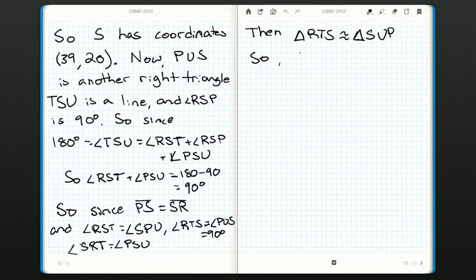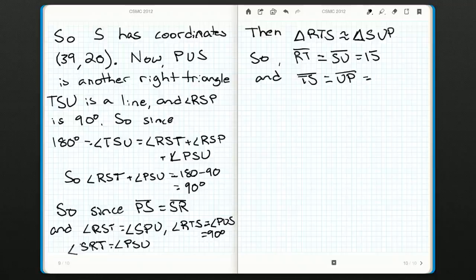So what have we got here? We have RT is equal to SU is equal to 15. And TS is equal to UP is equal to 20. So what are the coordinates of U? Well, it's going to be 39. And then we're going to add on 20 to the y-coordinate of S. Or sorry, we're going to add on 15. So it's going to be at 35.